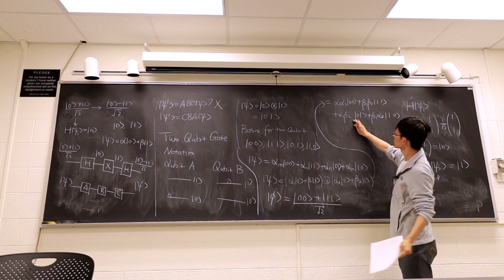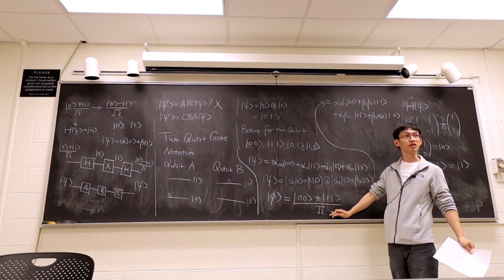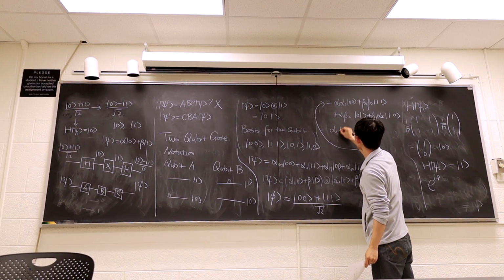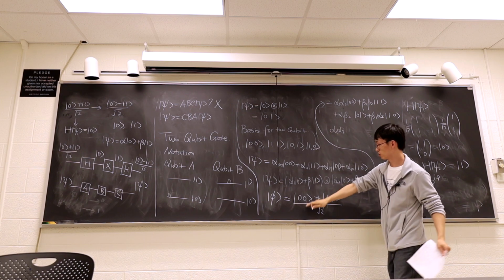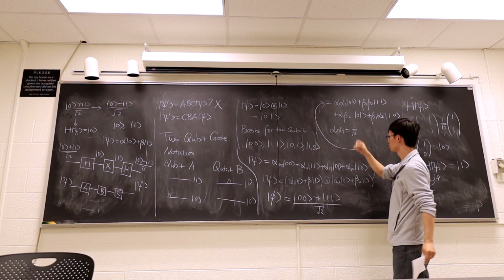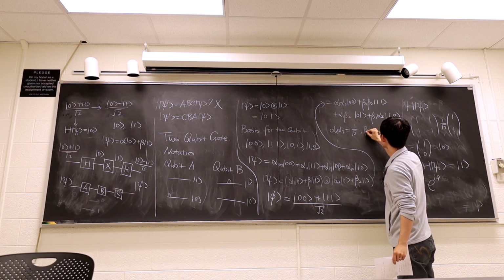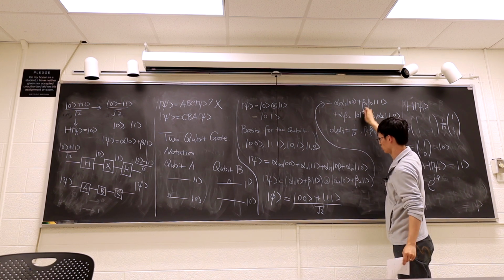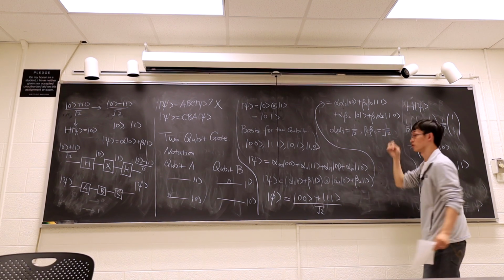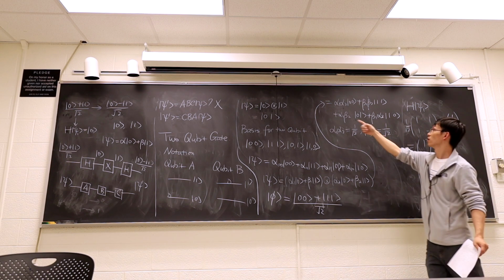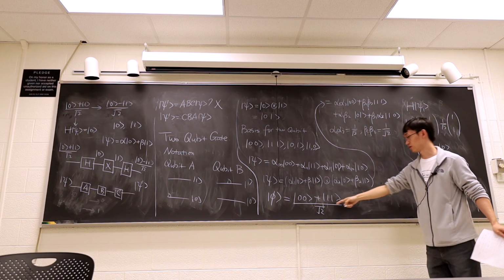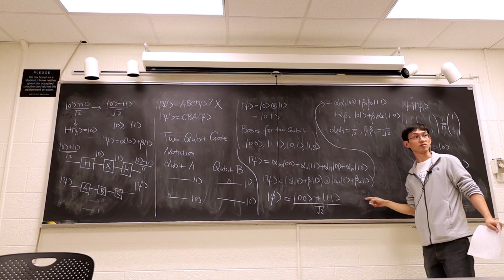So for this state to be equal to this state, you will need alpha 1, alpha 2. This coefficient equals 1 over square root of 2. You also need beta 1, beta 2. This one equals 1 over square root of 2. But these two coefficients have to go to 0, right? Because there's no terms here.